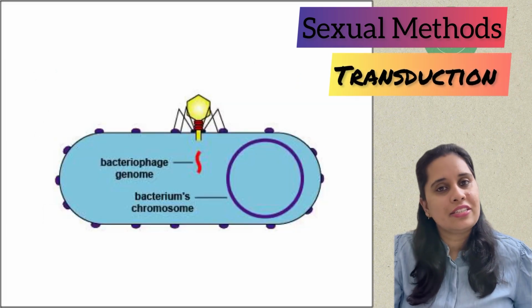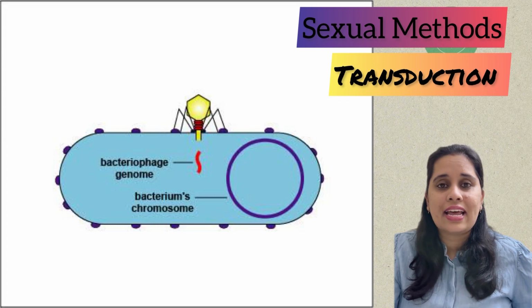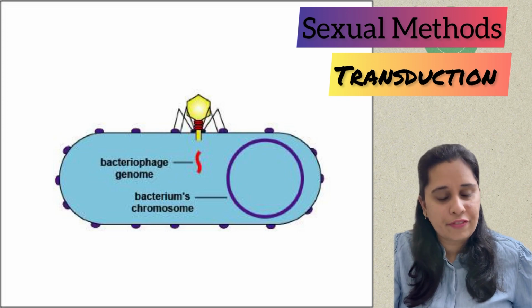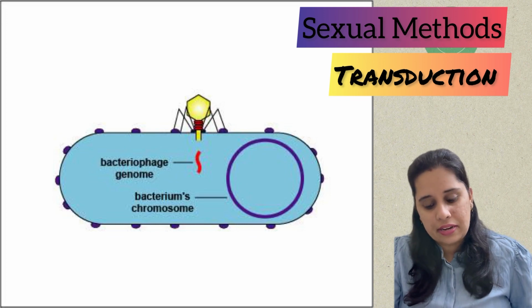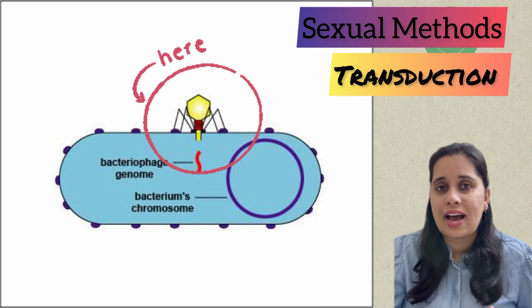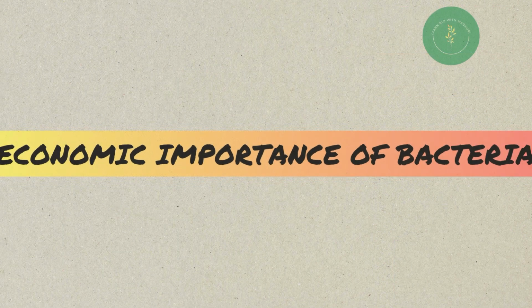The third method is transduction. This was discovered by Zinder and Lederberg in the year 1952. In this process, the transfer of the genetic material occurs by the bacteriophage, which you can see on the screen.